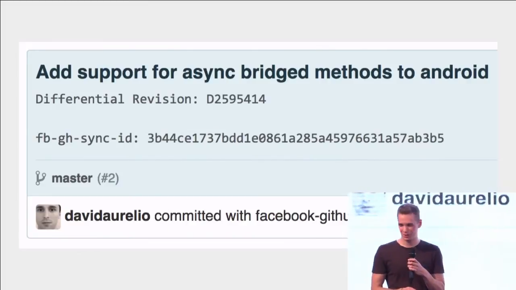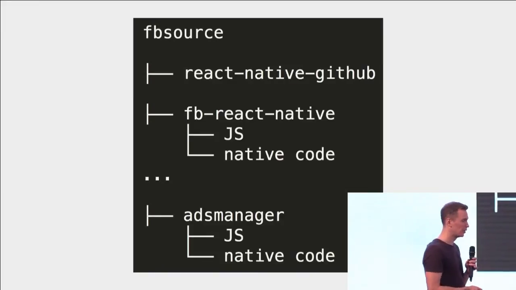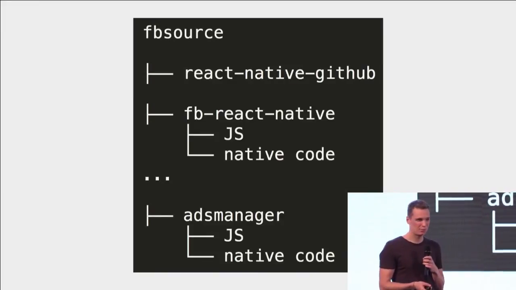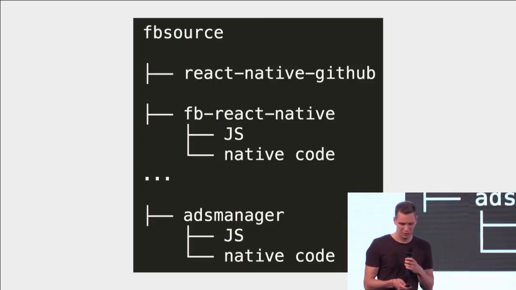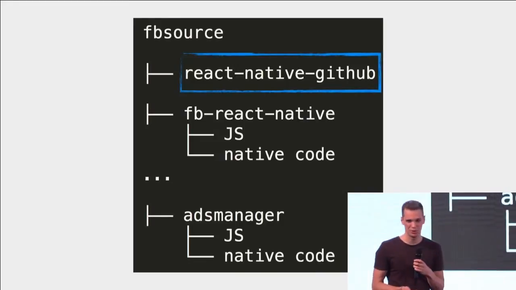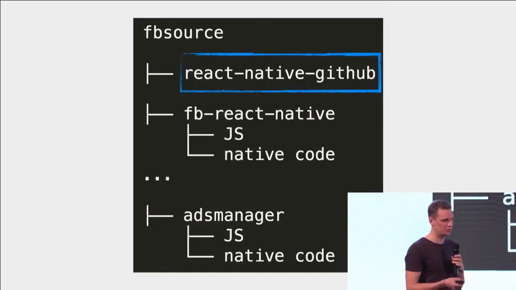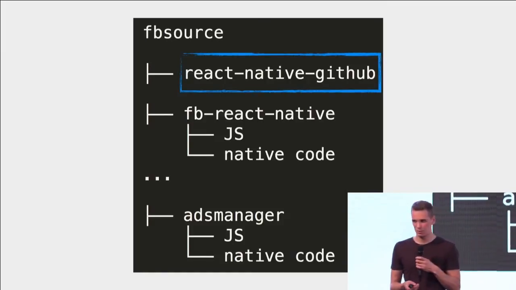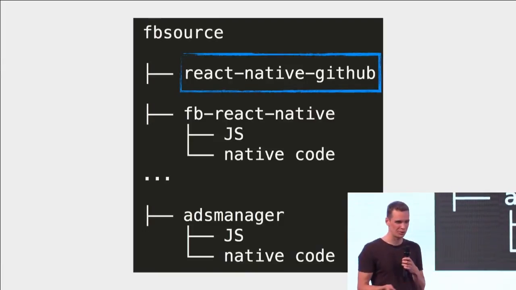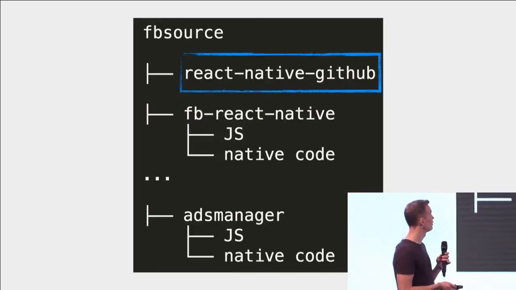So internally at Facebook, we store the code in Mercurial. We don't develop on GitHub, but we have this code internally. And the most interesting part for you to look at is this React Native GitHub folder that we have. This is a simplified layout of our code base. We have the React Native GitHub folder there. That's what you see on GitHub. But we also have some Facebook-specific extensions, like reporting crashes to our backend. And there's, of course, the ads manager. So this all lives in a big single repo.